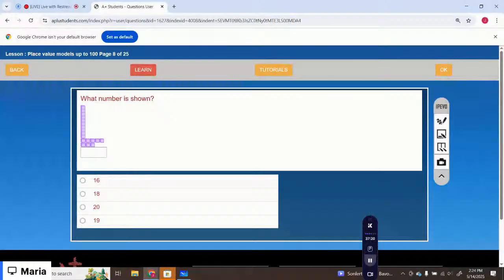What number is shown? Which is the correct option? That is 1 ten and 8 ones. 1 ten and 8 ones together make 18. Option number 2 is the correct option. That makes 18.